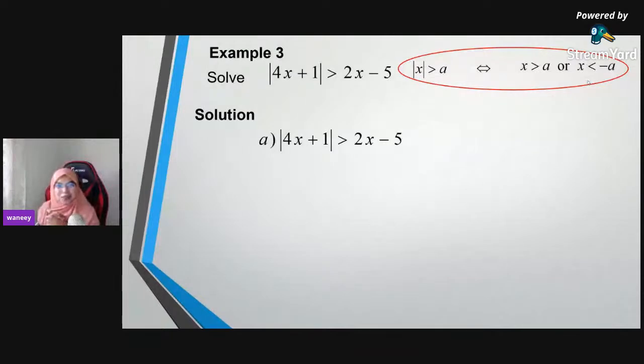Okay, so now example 3, solve. Absolute value of 4x plus 1 is greater than 2x minus 5. So open the modulus sign, solve them, and then please let me know what is the answer. For this one, I'm going to give you around 4 minutes. And then we're going to compare our answer together.